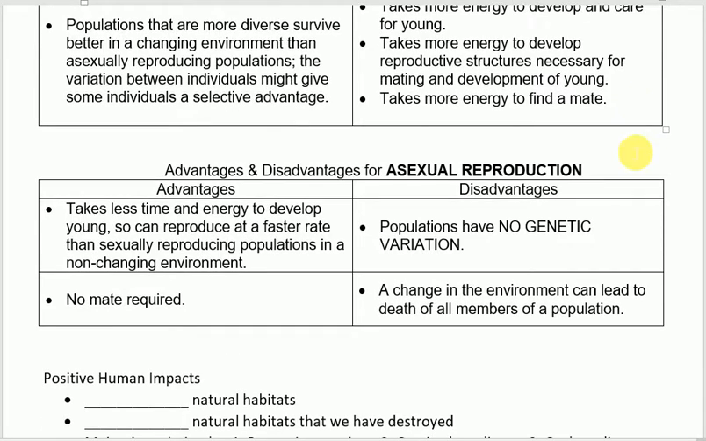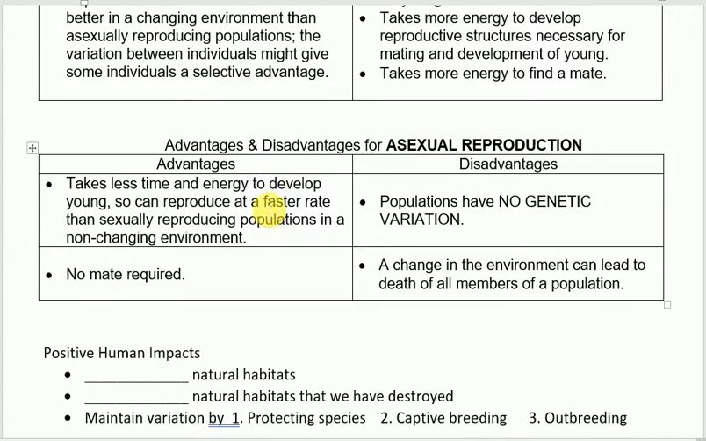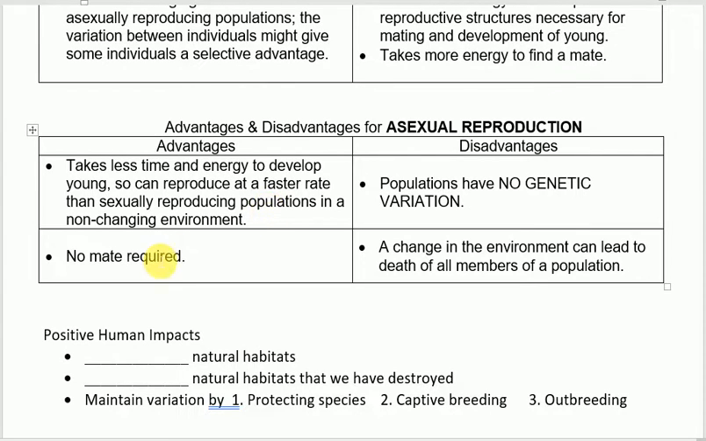So the advantages and disadvantages for asexual reproduction. Advantage, it takes less time, less energy. They reproduce at a faster rate in a non-changing environment, and there's no mate required. The disadvantage is there is no genetic variation at all. And a change in the environment can lead to death of every single member of the population.